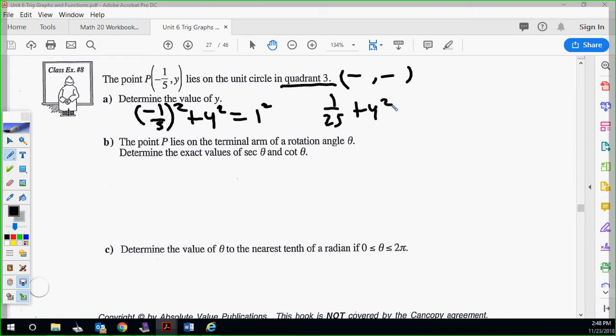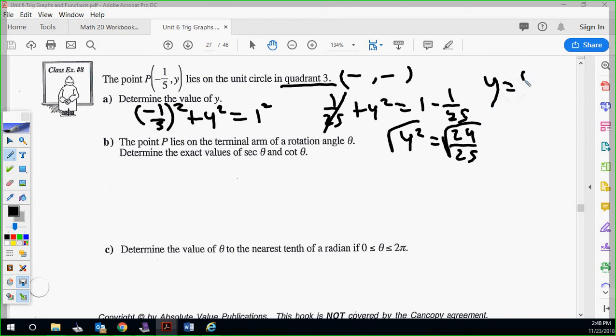plus y squared equals 1. So you subtract the 1 over 25. Okay, so I get y squared equals 24 over 25. We square root, we square root. When you simplify that, y is going to equal 2 root 6. You can take a 4 out. Square root of 4 is 2. So 2 root 6 over 5 is the value of y.